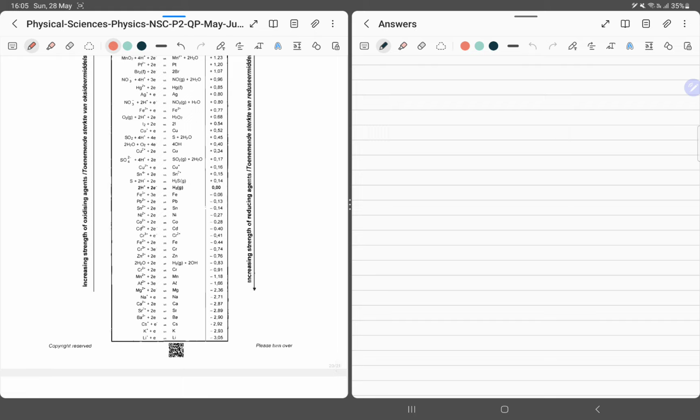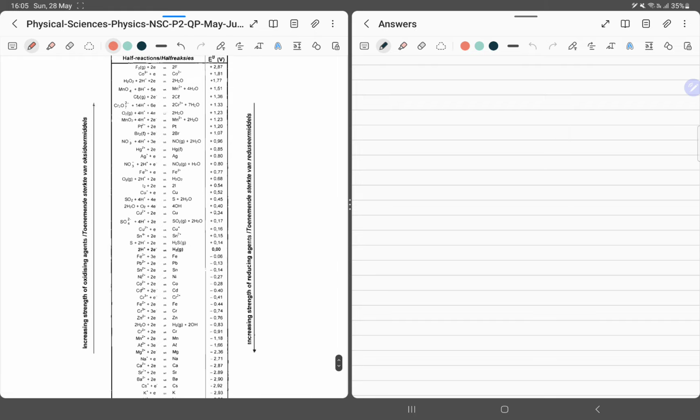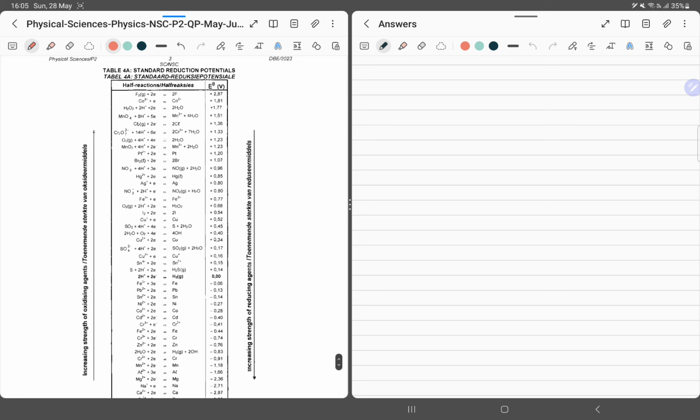Where is water? I don't seem to see the water. It looks like it's a different story now. There are lots of H2O's here, but these are not the ones.